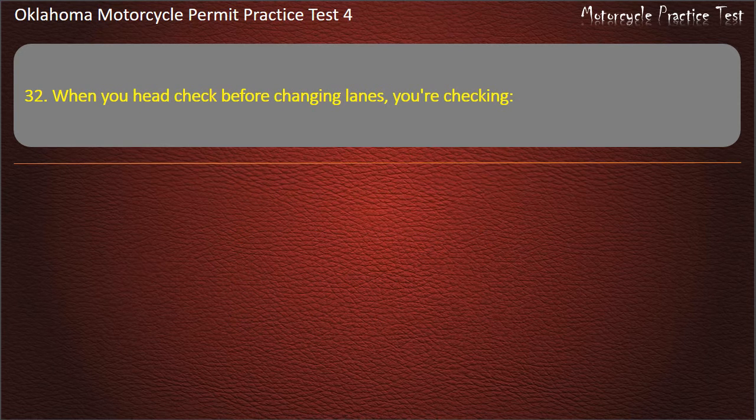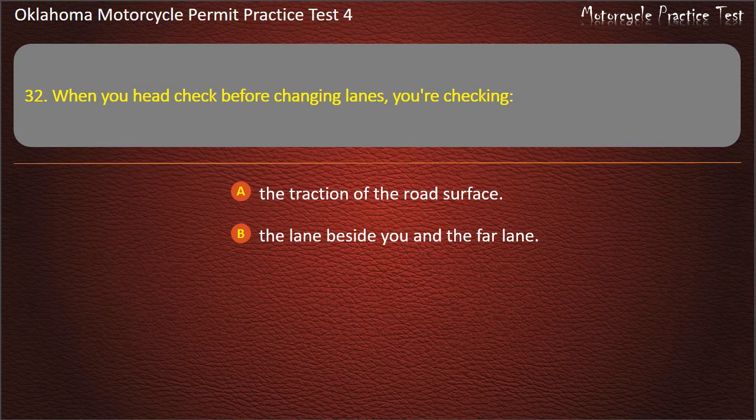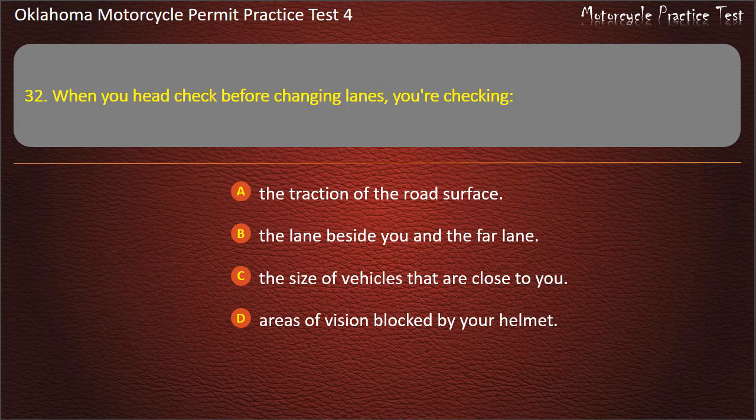Question 32. When you head check before changing lanes, you're checking the traction of the road surface, the lane beside you in the far lane, the size of vehicles that are close to you, areas of vision blocked by your helmet. Answer. The lane beside you in the far lane.